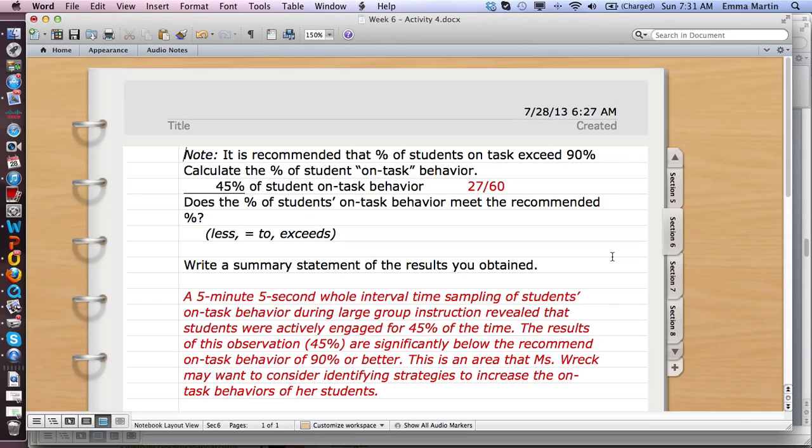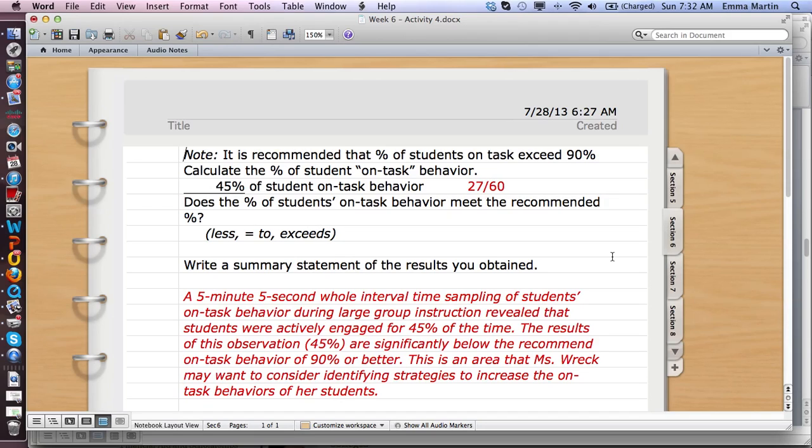All right, here's what I came up with. 27 cells had pluses. So if I divide 27 by 60, I get 45% on-task behavior. Here's the summary statement that I wrote as a result of the data that I found.